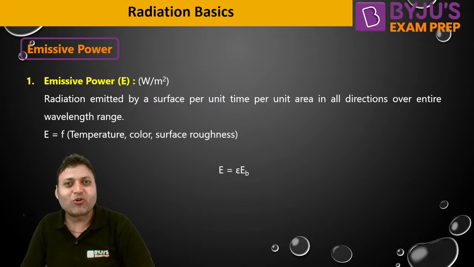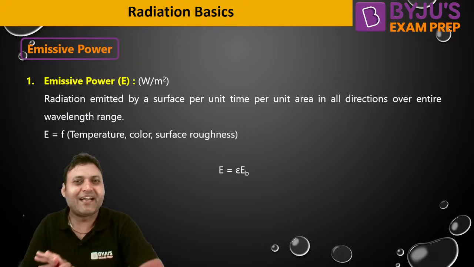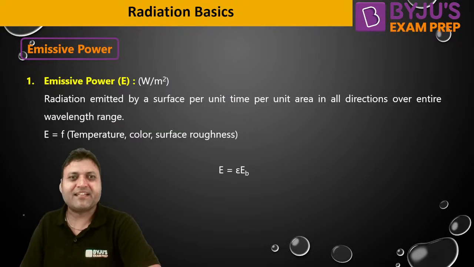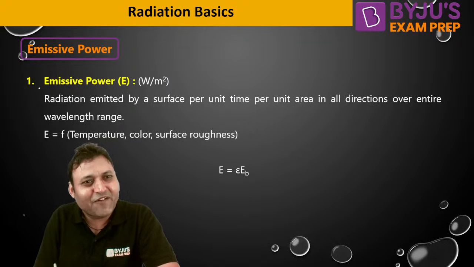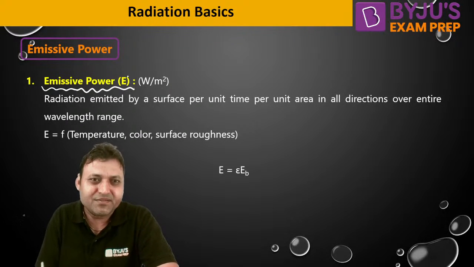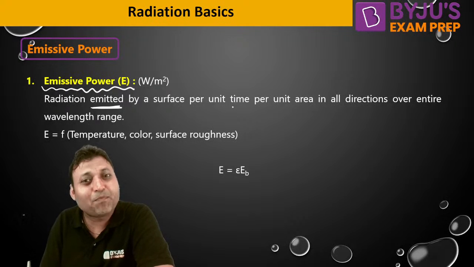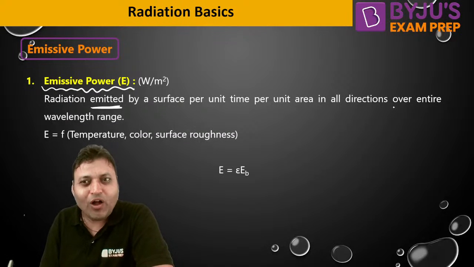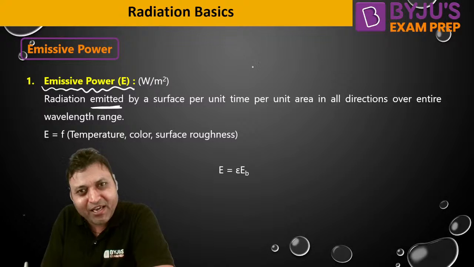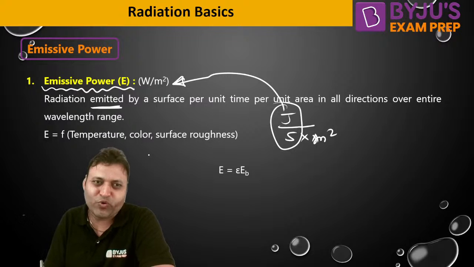Now, every surface emits radiation when the temperature of the surface is greater than absolute zero, greater than 0 Kelvin. So, based on the emission from a surface, there is a parameter defined that is called the emissive power of a surface, denoted by E. What is emissive power? The amount of radiation emitted by a surface per unit time, that is joule per second, per unit area, in all directions over the entire wavelength range. So it will be joule per second per unit area, meter square. Joule per second is watt, so the unit will be watt per meter square.